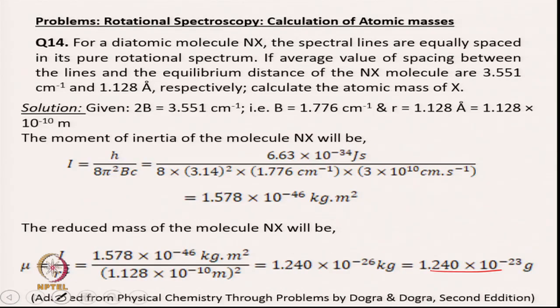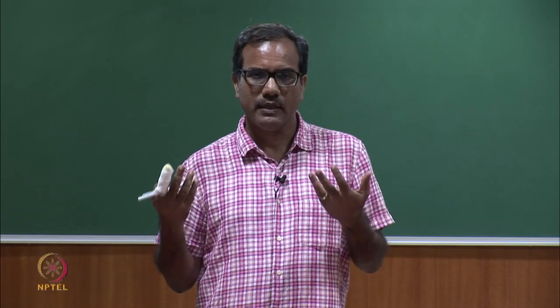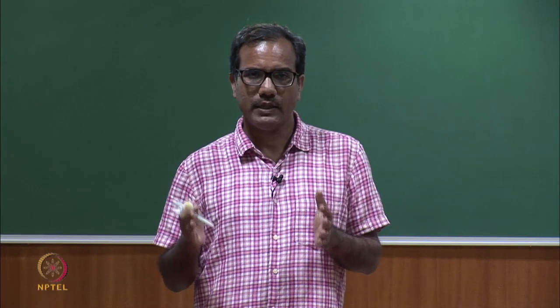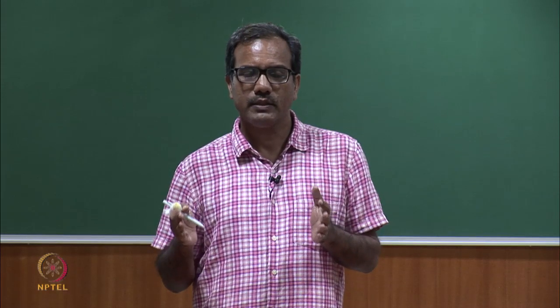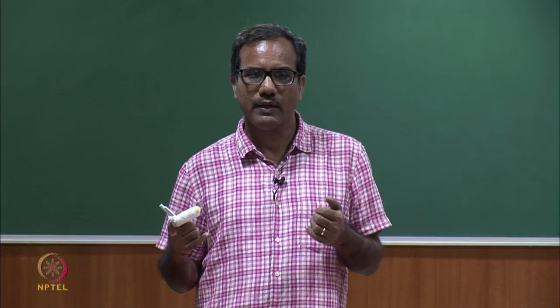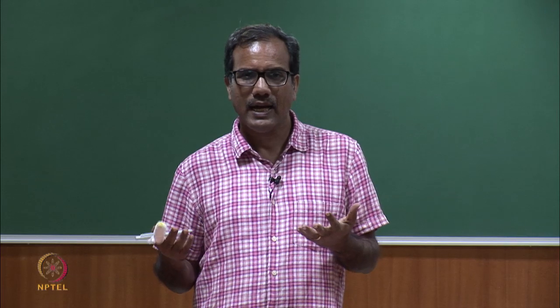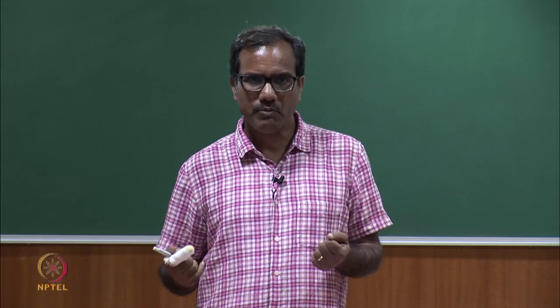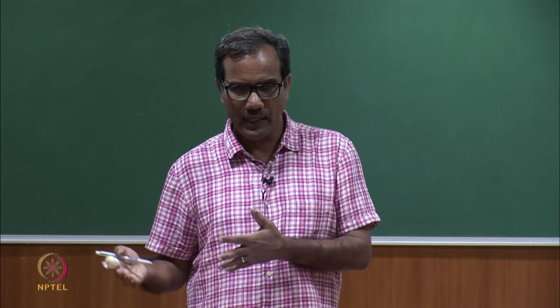So, question 14 is that if you record the rotational spectrum of a molecule in which you do not know the atomic mass of one of the atoms. Here we are talking about a diatomic molecule, and what you do is you take a rotational spectrum and look at the spacing between two lines, that will give you B. From B you can know I, and I will give you reduced mass if you know bond length.